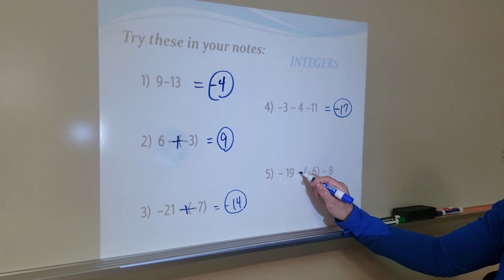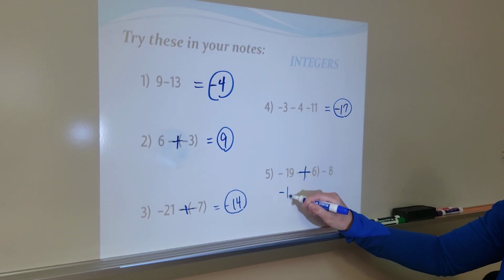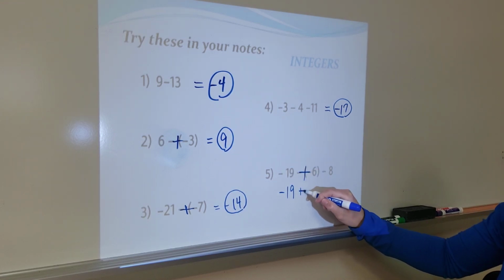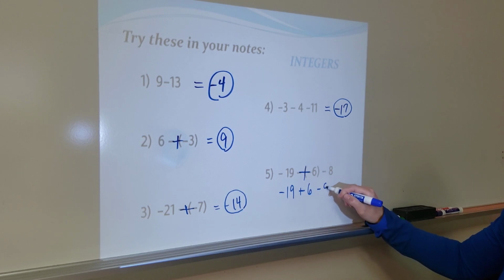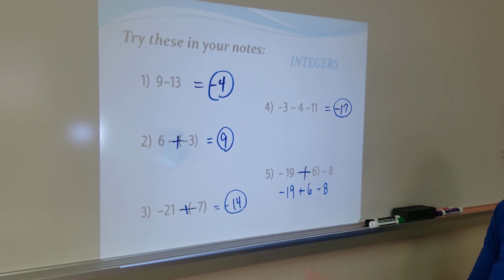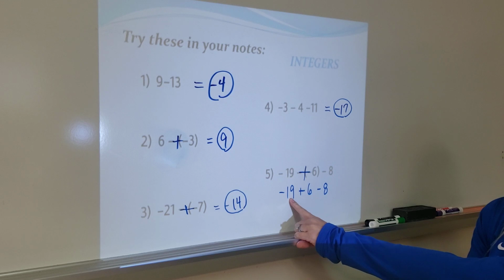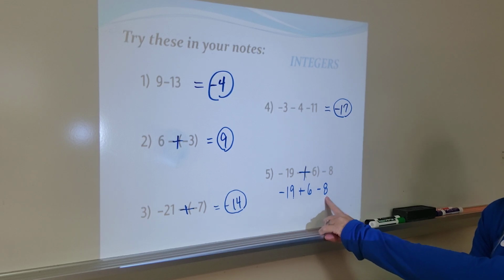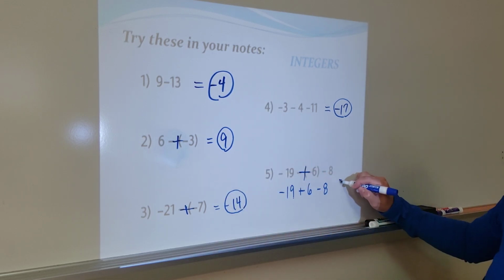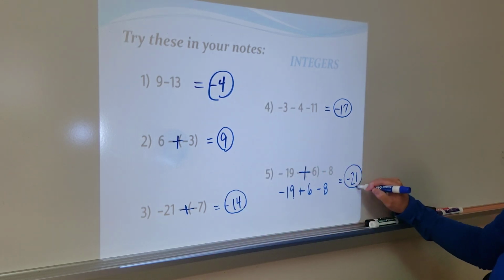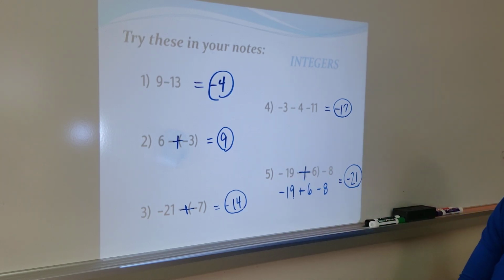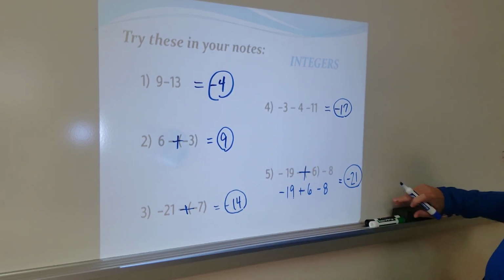So if I change this to a plus, I really have negative 19 plus 6 minus 8. So think if it's negative 19 degrees, and then it goes up 6 degrees, we would be at negative 13. And then if we went back 8, we minus 8, I think we'd be at negative 21, if I'm doing this right in my head. So there we go, kind of thinking number line back and forth.